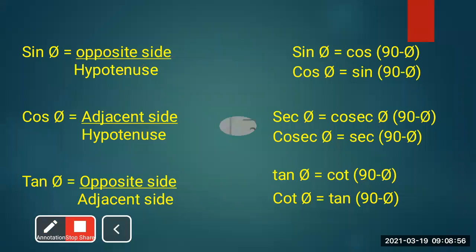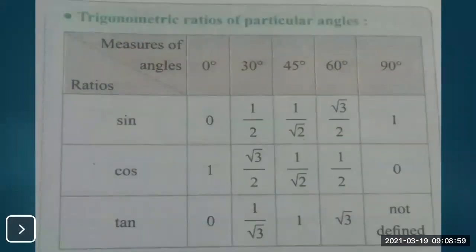Now the next, very important thing, which you have to remember till you complete your 10th standard, students. This is the table of the trigonometric ratios. The particular angles given are 0 degree, 30 degree, 45 degree, 60 degree and 90 degree. Only these particular angles are given, and corresponding to them the values of the trigonometric ratios are given.